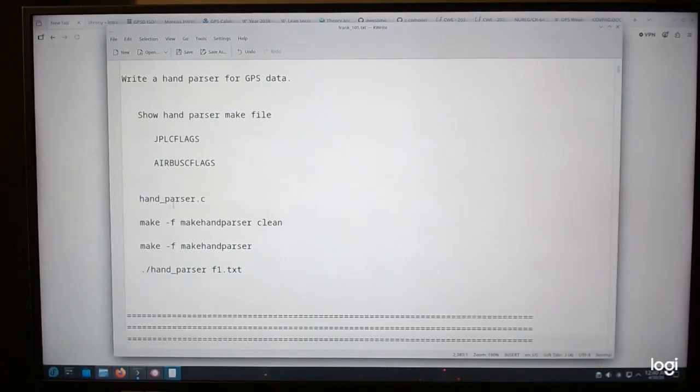Let's see now. That was the flags. I showed you the parser. Showed you how to make it. I showed that file at the very beginning of the video.